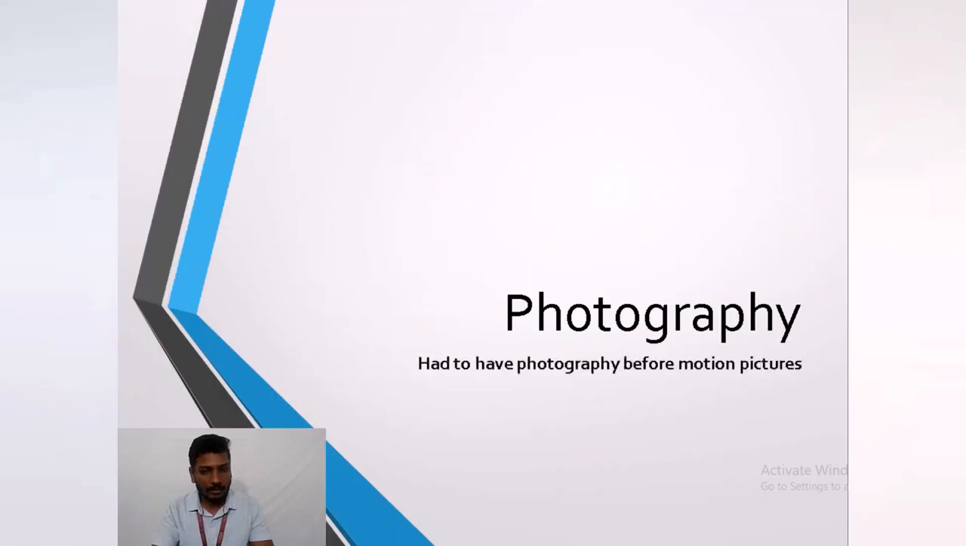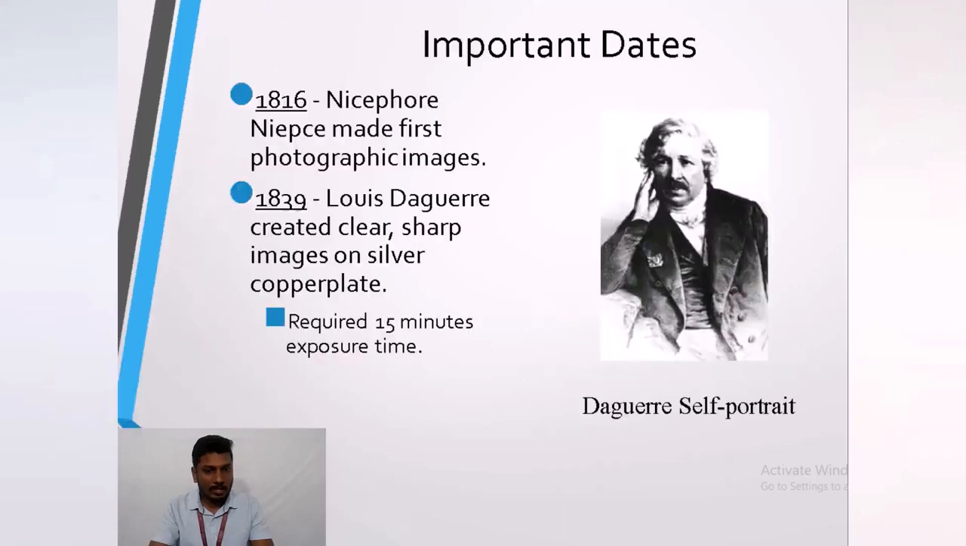Photography: we had to have photography before motion pictures. Important dates: Daguerre's self-portrait, 1816. Nicéphore Niépce made the first photographic images. 1839: Louis Daguerre creates a clear, sharp image on a silver copper plate. It required 15 minutes of exposure time. 1841: only 3 minutes needed for exposure.